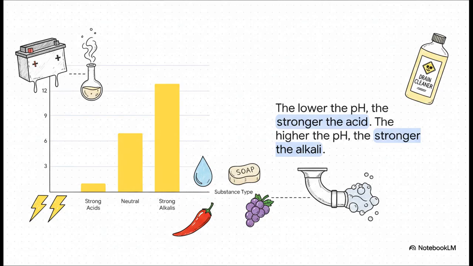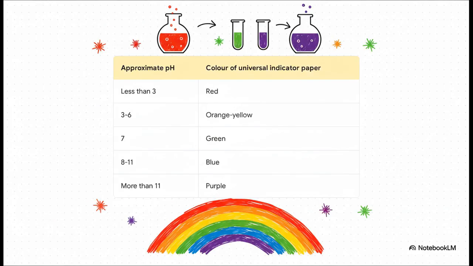So really strong acids, like what you'd find in a car battery, are way down there between 0 and 2. And the really strong alkalis, like a heavy-duty drain cleaner, they're all the way up at the other end, from 12 to 14. And get this, we can actually see the pH of something. We use something called a universal indicator, which is basically a special dye that changes color depending on the pH. It'll turn bright, fiery red in a strong acid, green when it's neutral, and then deep blue or even purple in a strong alkali. It's literally like a chemical rainbow.